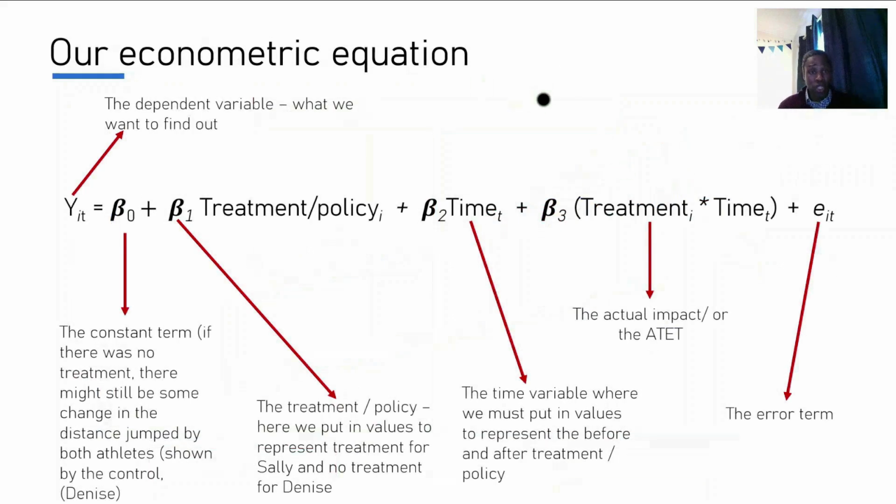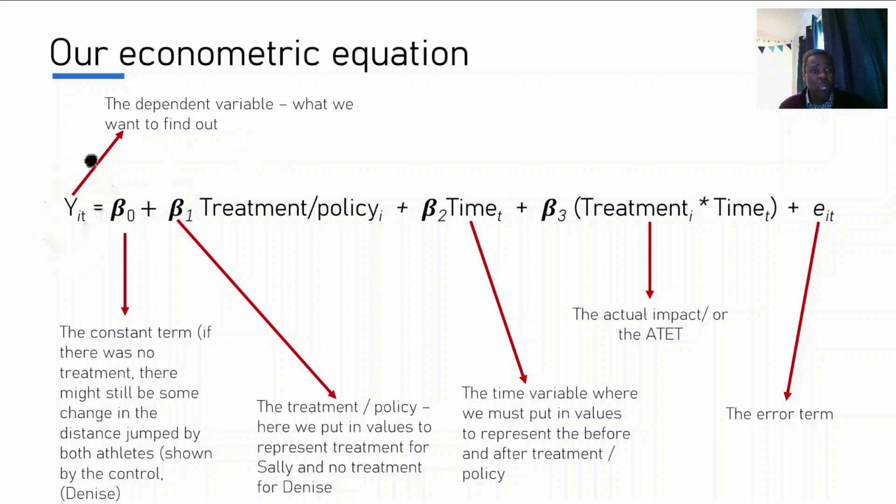Now, I did say I didn't want to geek you out too much, but here we go. It's really important to understand this. This is a very simple econometric equation, and I'll just very quickly go through what this all means. Here we can see Y_it. This is what we call the dependent variable, and this here is what we're trying to observe.